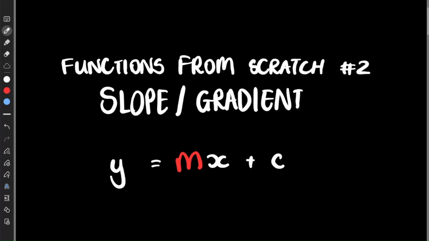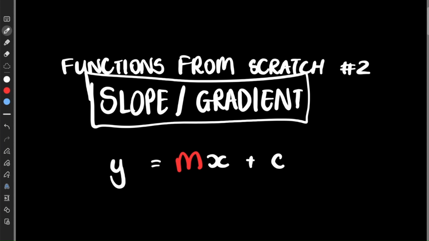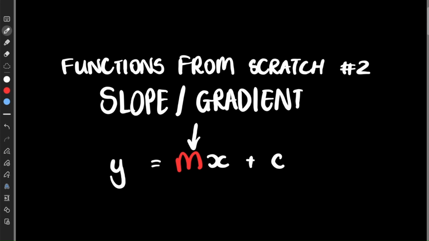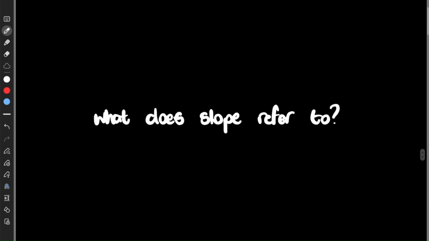And in the last video I mentioned slopes, otherwise known as gradients, and I'm going to continue that and go into further depth in this video. As I said in the previous video, the slope in the straight line equation is represented by the m, and as I said, this c here could also be represented by a q, but I'm going to be using c in my videos. So what does slope refer to?